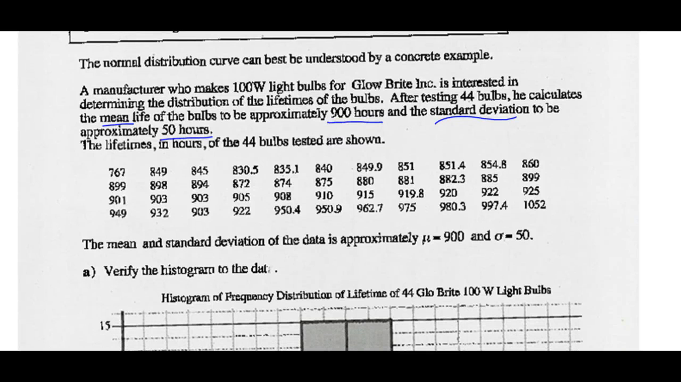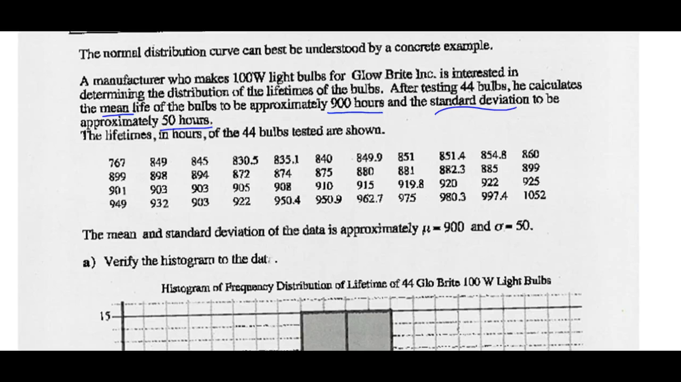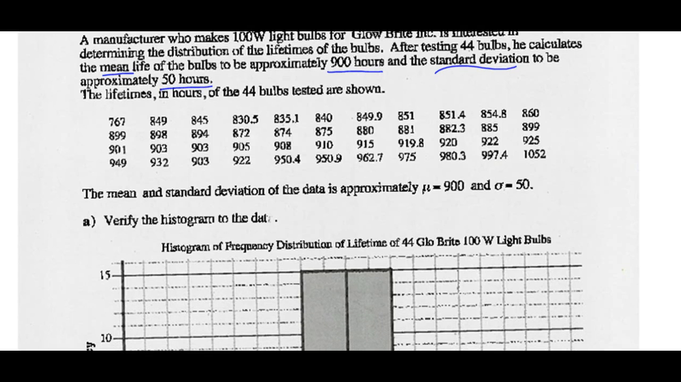So last unit we would have typed all the stuff into list 1 and used our calculators to find the mean and standard deviation. We're going to take the approximate values for mean and standard deviation and trust that they're there.